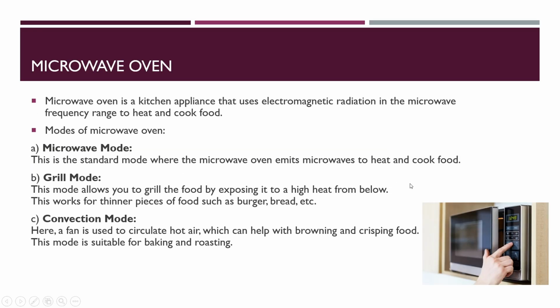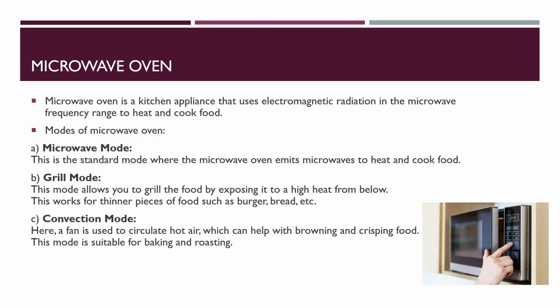Now the microwave oven, the main purpose of our project. A microwave oven is a kitchen appliance that uses electromagnetic radiation in the microwave frequency range to heat and cook food. There are three modes in the microwave oven: microwave mode, grill mode, and convection mode. Another one is the start mode.